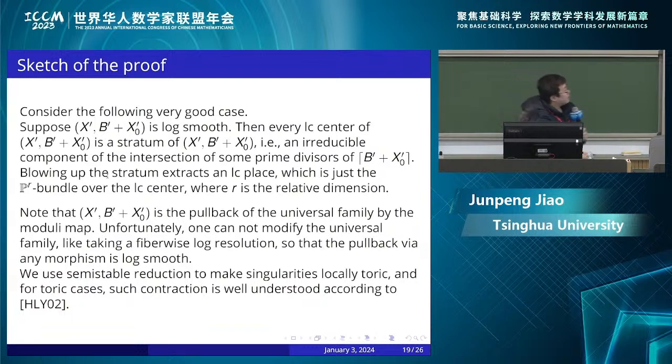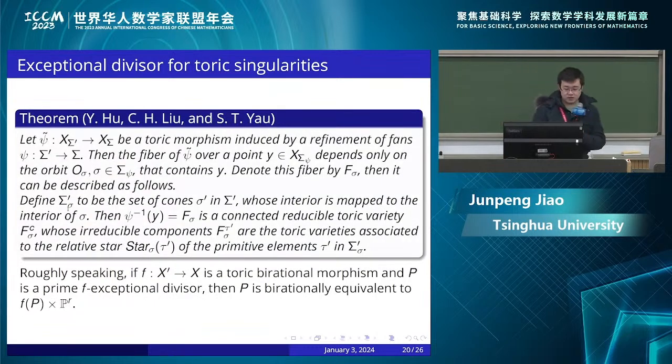But unluckily, we cannot modify the universal family to make its pullback, X' to B', log smooth. Unluckily, we cannot do it. But we can use semi-stable reduction to make singularities locally toric. And for toric cases, such contraction is understood. So the description is a little bit long and contains many terms in toric varieties.